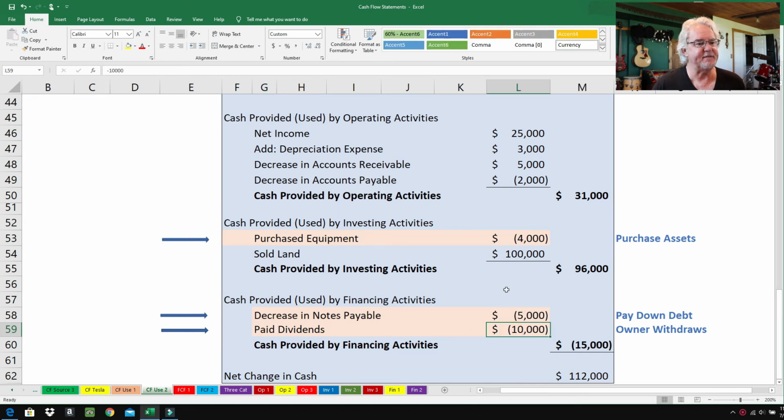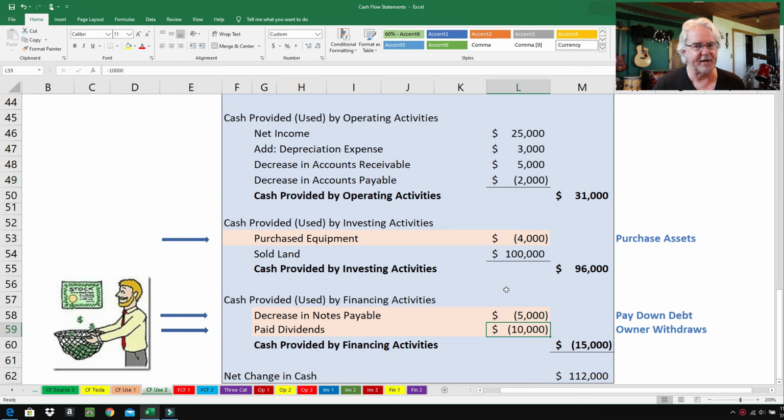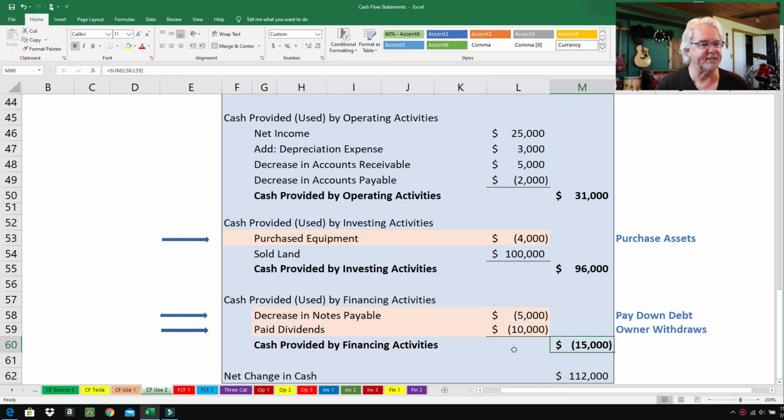And paying out dividends, this is also a good thing. I love it when businesses pay out dividends. They pay out earnings to owners. This is a use of cash. So it looks like financing activities is a negative number, but it could all be good. So I'd say Fred has got a pretty darn good cash flow statement going here.